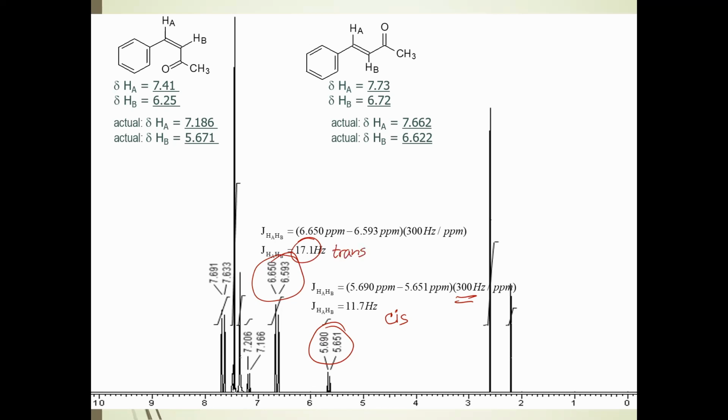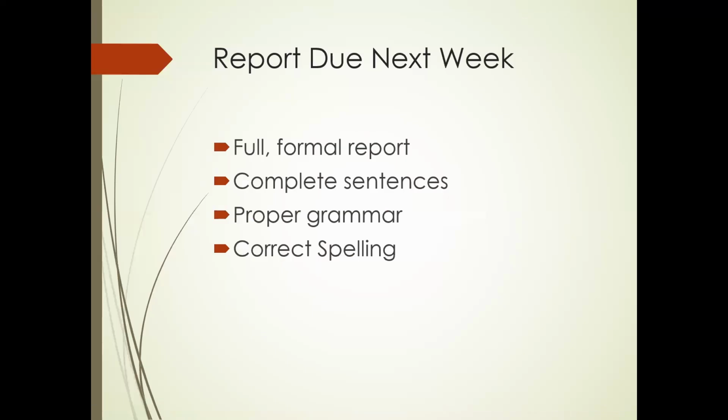So both the coupling constants and the calculated chemical shifts tell us that the taller peak in this case is trans and the shorter peaks are the cis isomer. Okay. And this is something you'll need to do for your compound as well. You will only have one isomer for this reaction though. All right, then we'll go to the lab report. We do have that due next week.